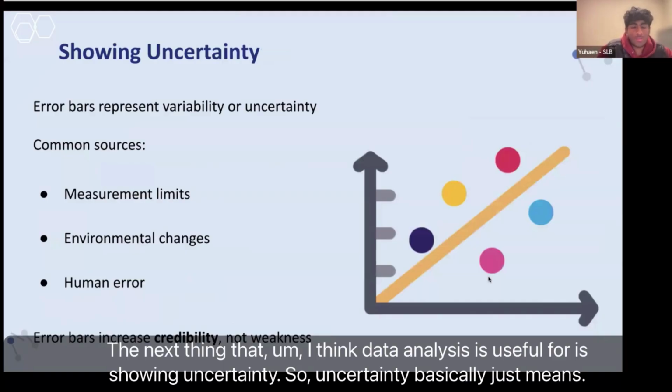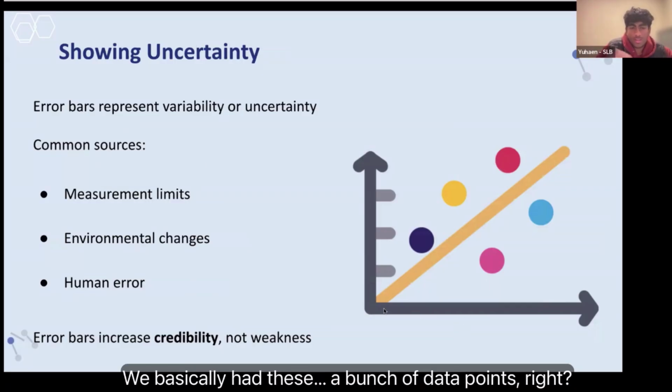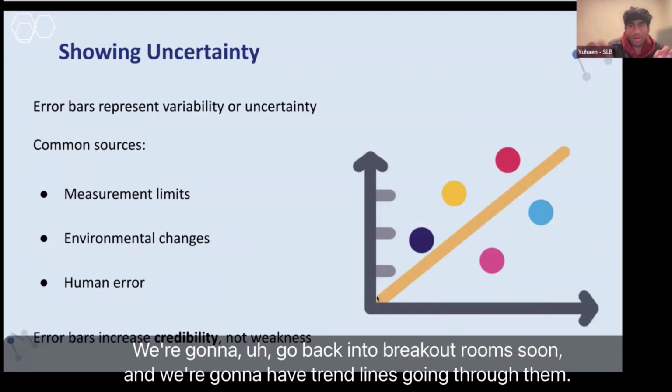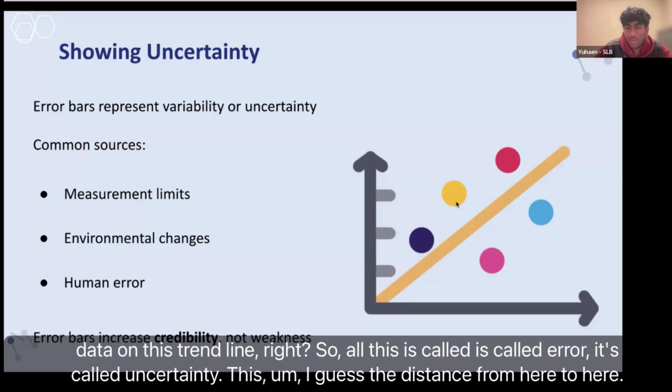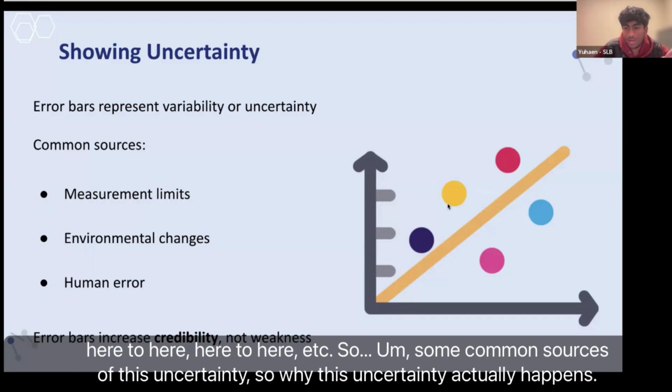The next thing that data analysis is useful for is showing uncertainty. Uncertainty basically means we had a bunch of data points, and we're going to go back into breakout rooms soon and put trend lines through them. Once you have a trend line going through your data, you can see how uncertain your data is from the predicted value. You can see in this picture that each data point is somewhat far away from the predicted data on the trend line, right? All of this is called error, or uncertainty. It's the distance from here to here, here to here, and so on.